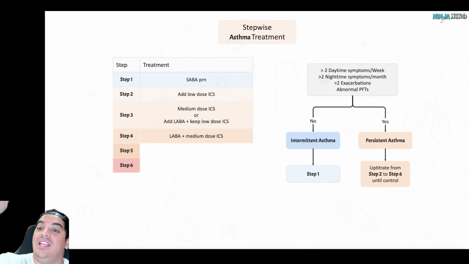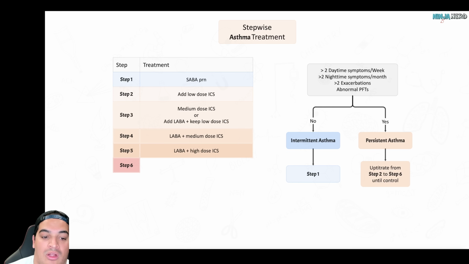So go to a medium dose inhaled corticosteroid if you were at this scenario here, or if you were at a medium dose inhaled corticosteroid, add on a LABA. So it's one or the other. So by this point, you should have a LABA and a medium dose inhaled corticosteroid.